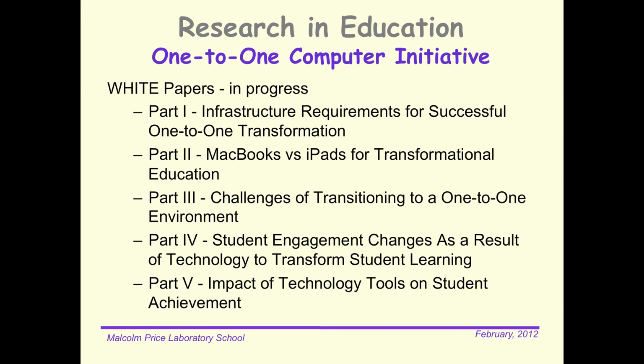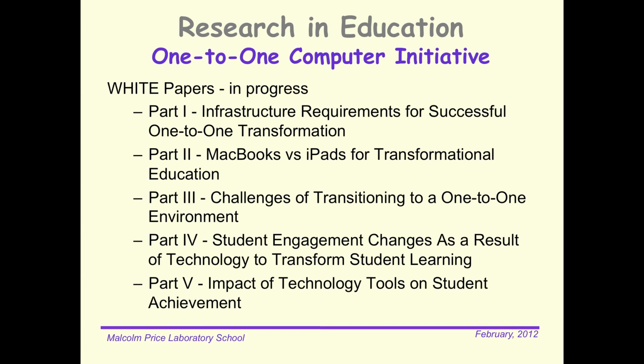So part one of the paper will deal with the infrastructure requirements for successful one-to-one transformation in schools, and that one's about ready now. And really, it's for a technologist in terms of what are the requirements. What are the wireless requirements, and how many hubs you should have, and what type of connections you have with that, and how to monitor all of the computers. Anyway, that's about done right now.